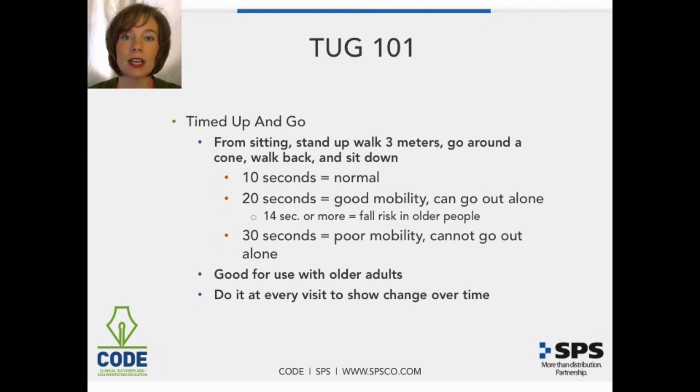The other thing about the tug is that if your patient scores 14 seconds or more to complete the actual tug test, then they are shown to be, if they're elderly, at risk for falls potentially. So what you're going to do in that case is highlight in your notes that your prosthesis or orthosis will help to prevent those falls, and this is how it's going to do that.